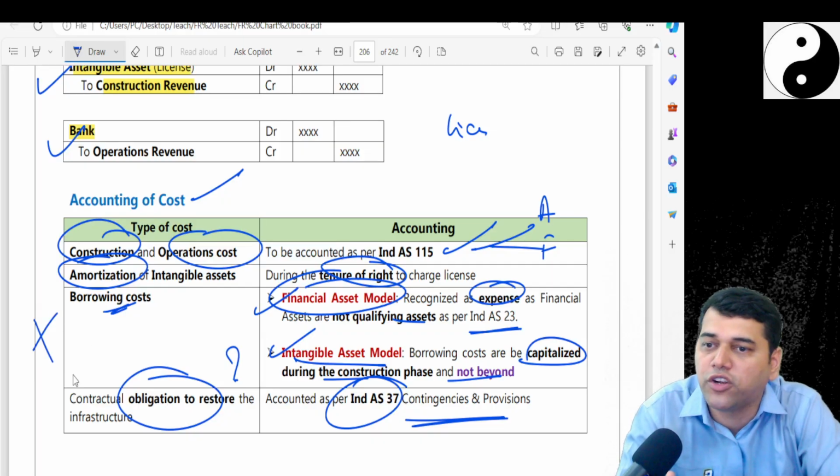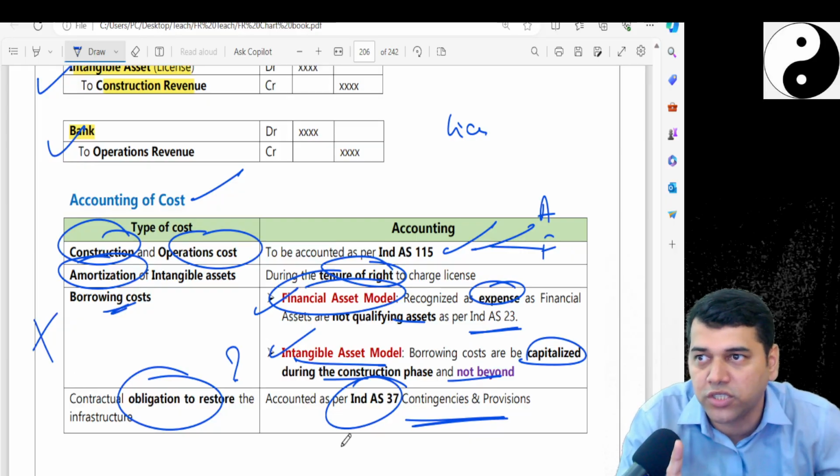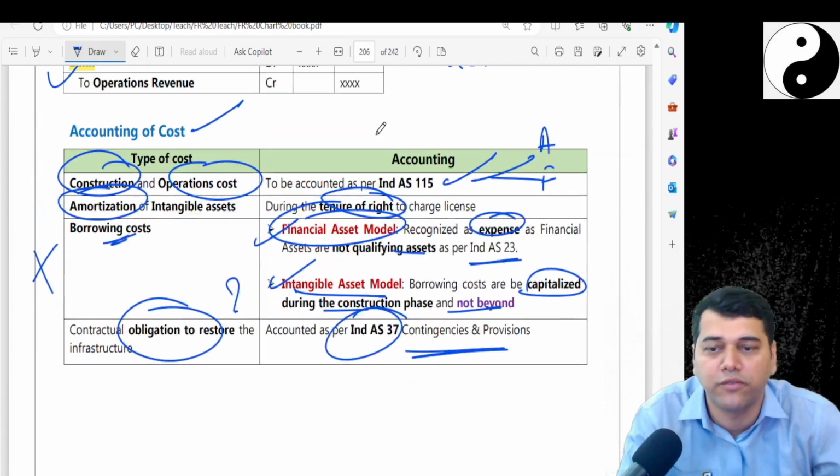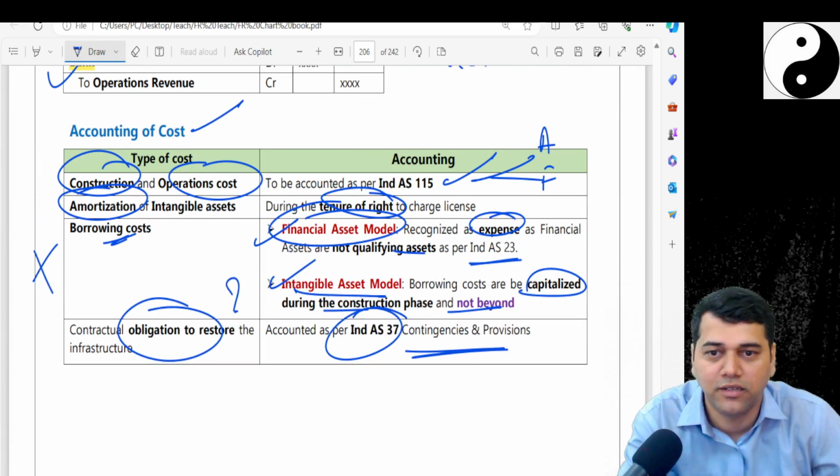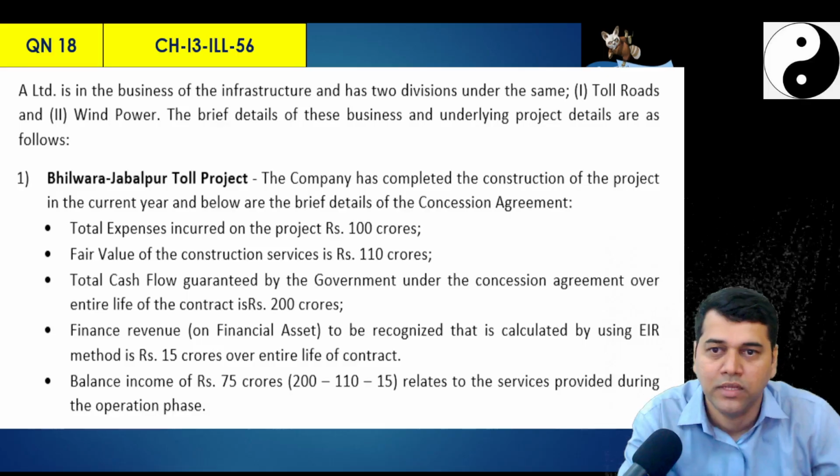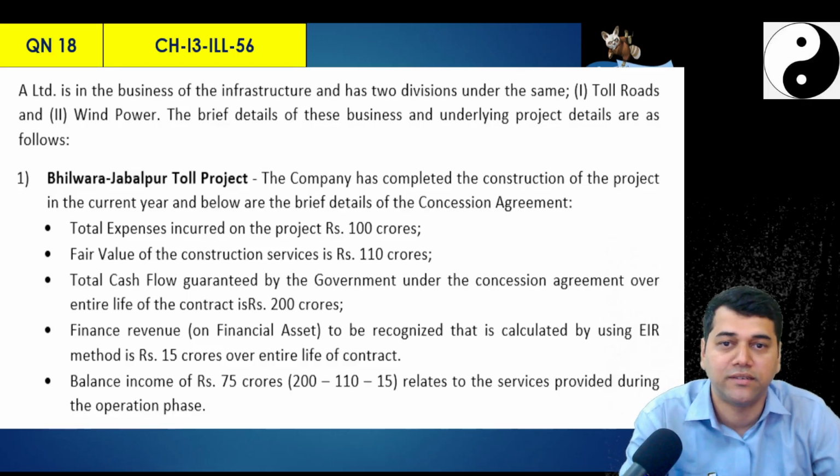Anyhow, you need not focus much here. We'll solve one question to see how it has come. Okay, with this we are done with this beautiful, loving standard. Yes, take out question number 18.